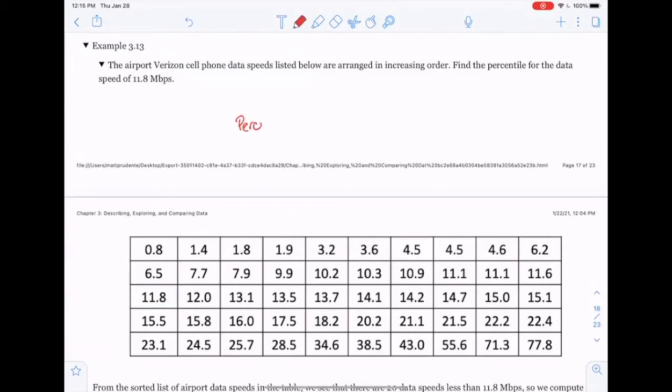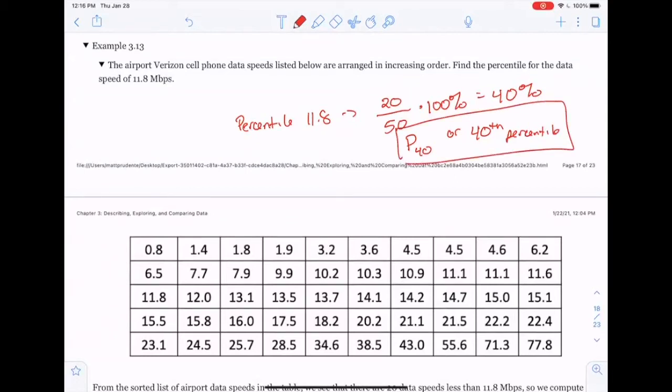For the percentile of 11.8, there are 20 data points less than 11.8. There are 5 rows of 10, so 20 out of 50. I multiply that by 100%, and I get 40%. So our final answer is P40. This is just the notation for the 40th percentile, or we can say it's the 40th percentile. Either one of those would be a correct way to say that 11.8 is the 40th percentile.